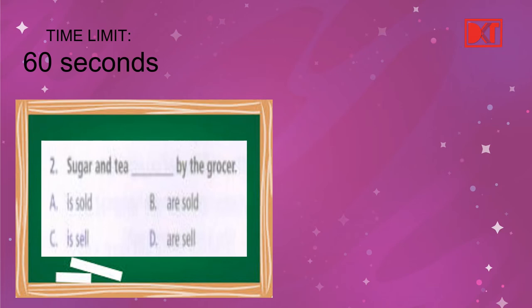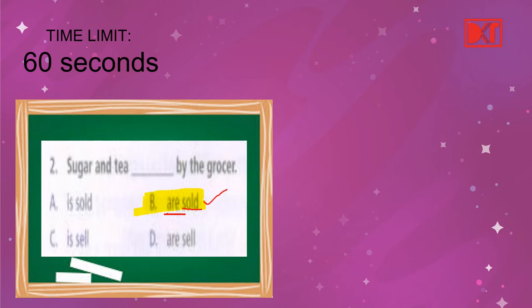Okay, so this question says, sugar and tea dash by the grocer. A. is sold, B. are sold, C. is sell, D. are sell. Now here, the correct answer is B, are sold. Sugar and tea are sold by the grocer. Here, are, because sugar and tea, that's plural, and sold is the past participle.